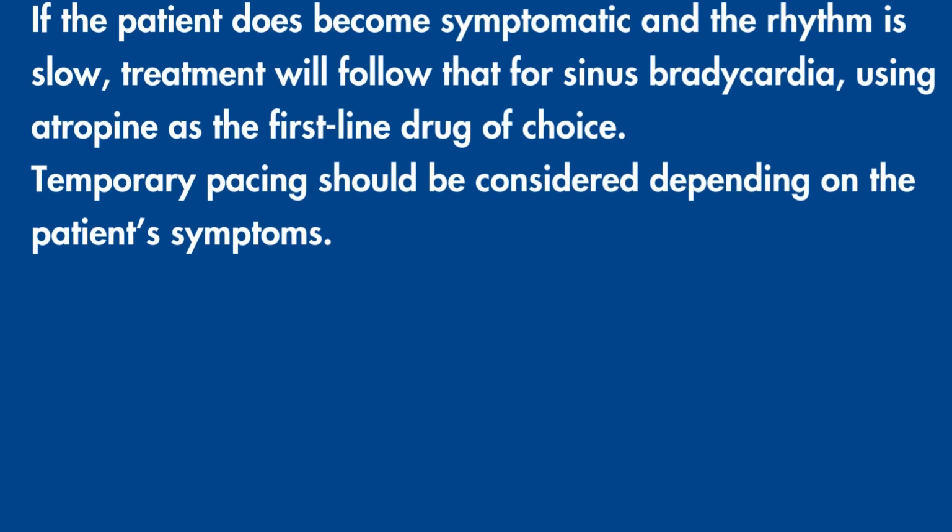If the patient does become symptomatic and the rhythm is low, treatment will follow that for sinus bradycardia, using atropine as the first-line drug of choice. Temporary pacing should be considered depending on the patient's symptoms.